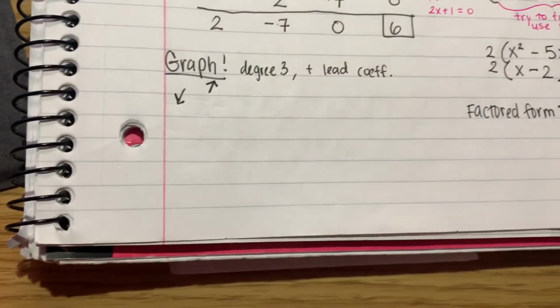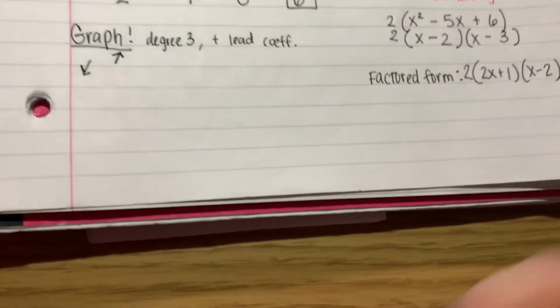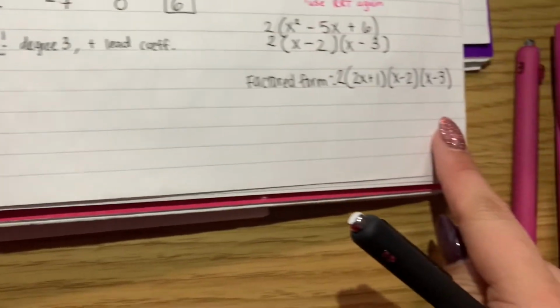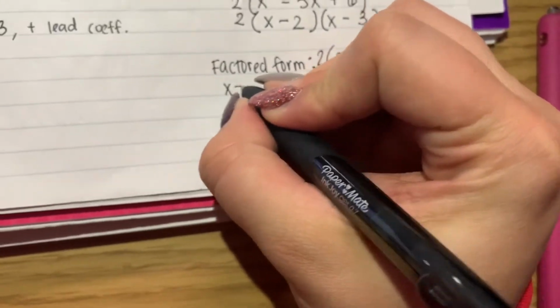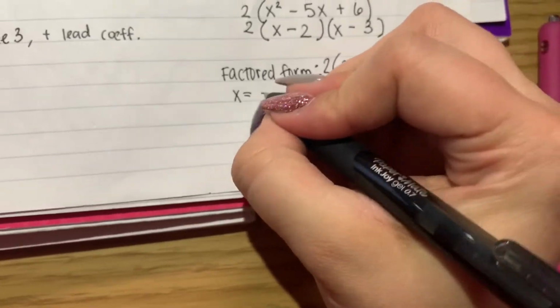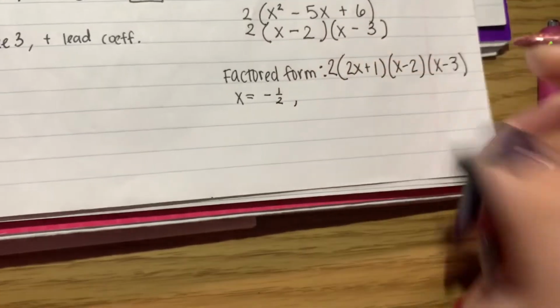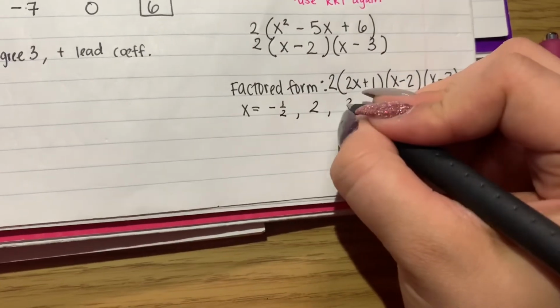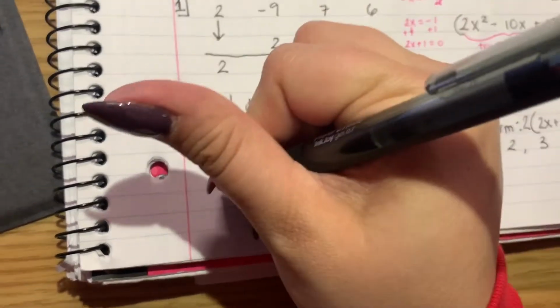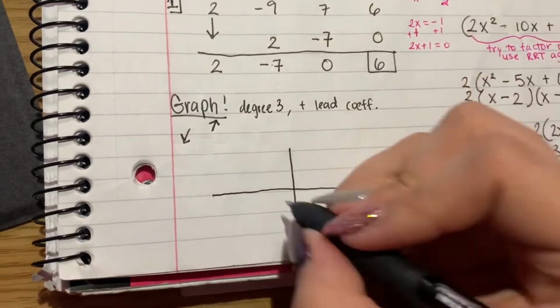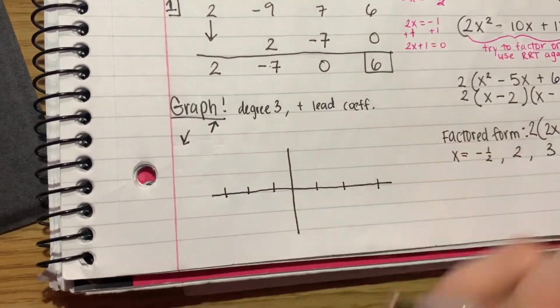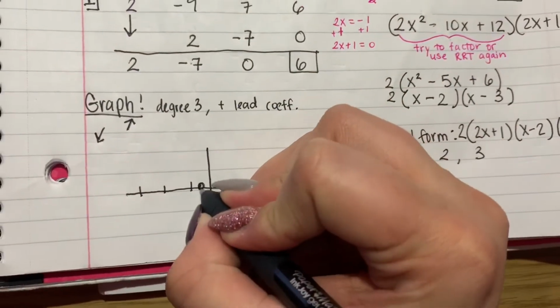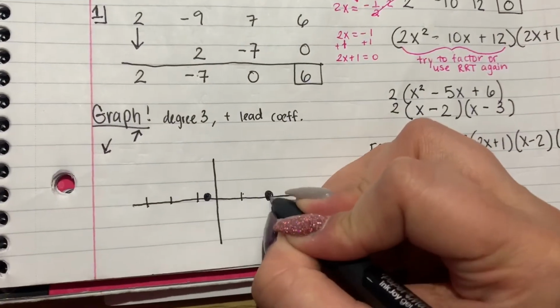We have all of our x-intercepts. Those come from setting each one of those factors equal to 0. So 2x plus 1, if you set that equal to 0, you would get negative 1/2. X minus 2, if you set that equal to 0, you would get 2, and x minus 3 would give you 3. So I can sketch a graph of this function by first plotting my x-intercepts on the graph.